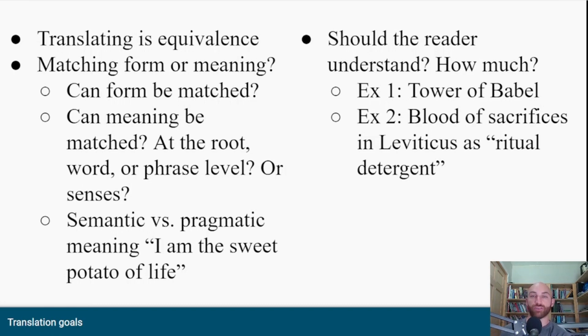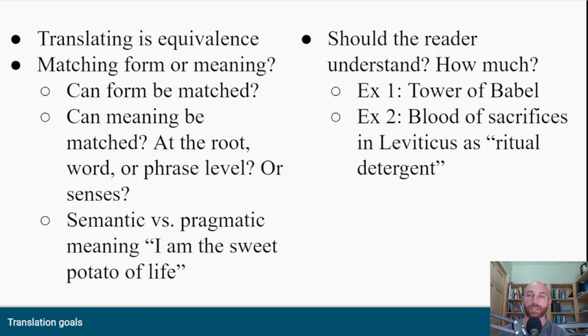If the original audience understood it, should we just say blood, and in parentheses, right? This is the ritual detergent. If everyone understood it to be that, I don't know. Should we put it in a footnote? Should we put it in a Bible study note? These are all questions, right?